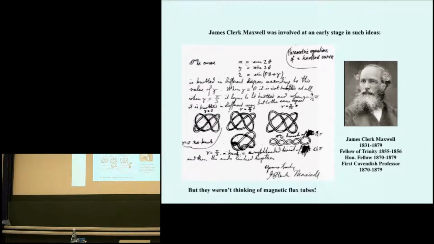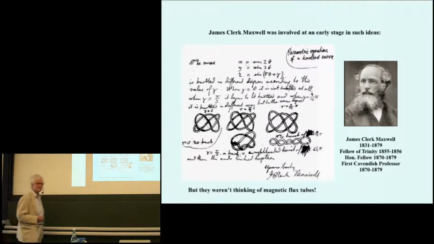He even got Clerk Maxwell's signature on it. And it shows also that his writing was rather bad, and his style. But what is interesting is he shows the parametric equations of a knotted curve here. x equals sine 2 theta, y equals sine 3 theta, z equals sine 5 theta plus a parameter gamma, which can be varied. And as you vary gamma, you can get different geometrical forms and actually different topologies, as he realized. Well, this was amazing.